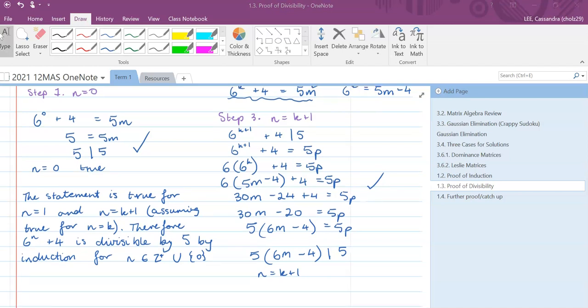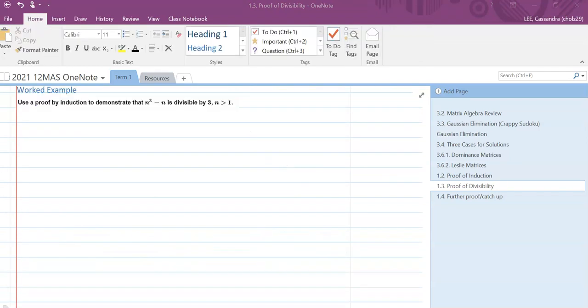Alright, this is a little bit of a tricky concept, so I'm going to do another example. Use a proof by induction to demonstrate that n to the power of 3 take n is divisible by 3 for the domain n is greater than 1.